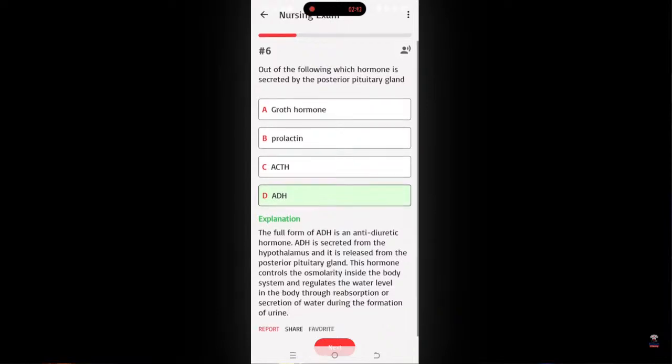ADH is secreted from the hypothalamus and it is released from the posterior pituitary gland. This hormone controls the osmolarity inside the body system and regulates the water level in the body through reabsorption or secretion of water during the formation of urine.